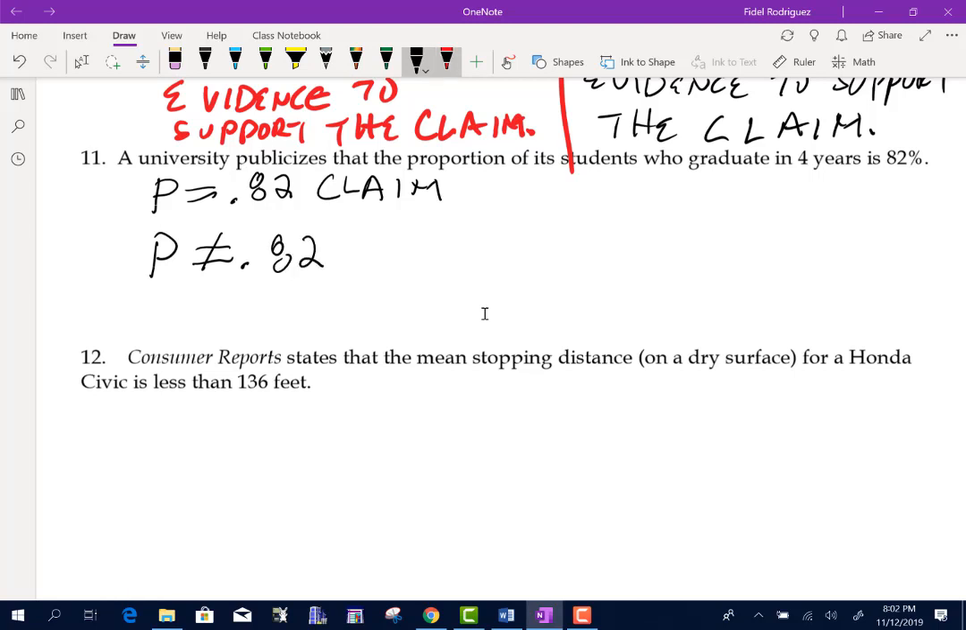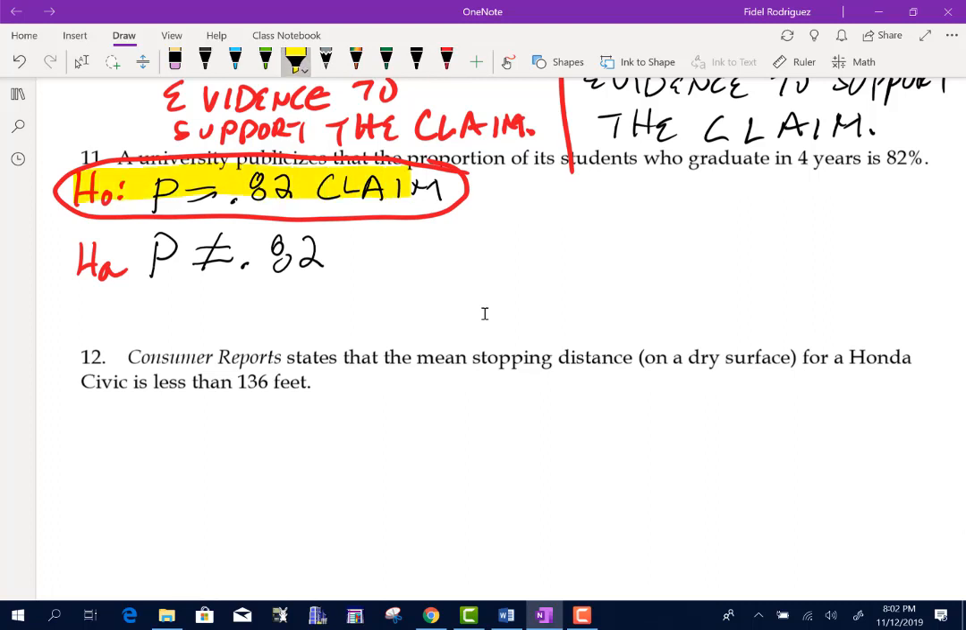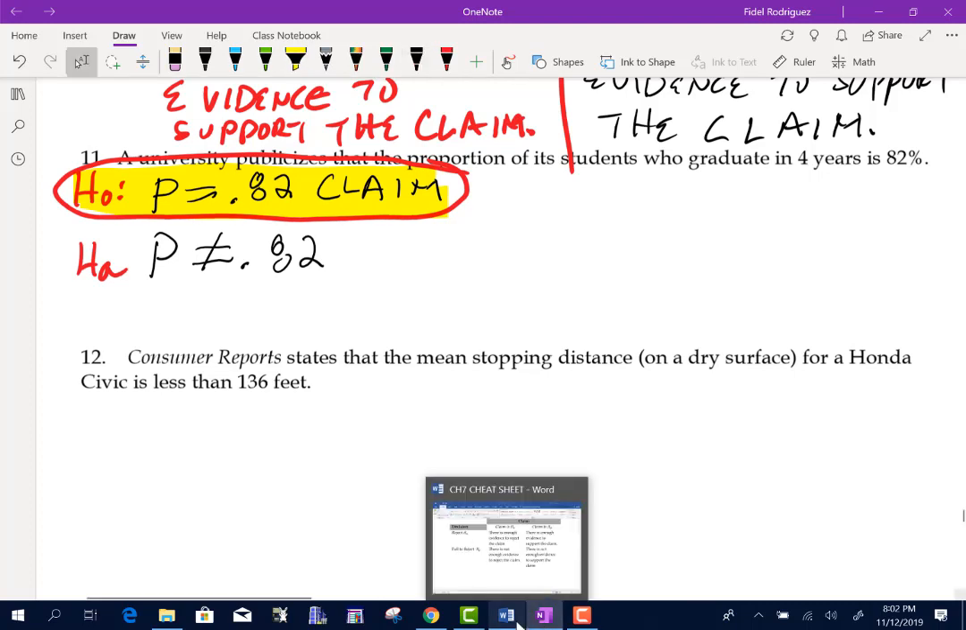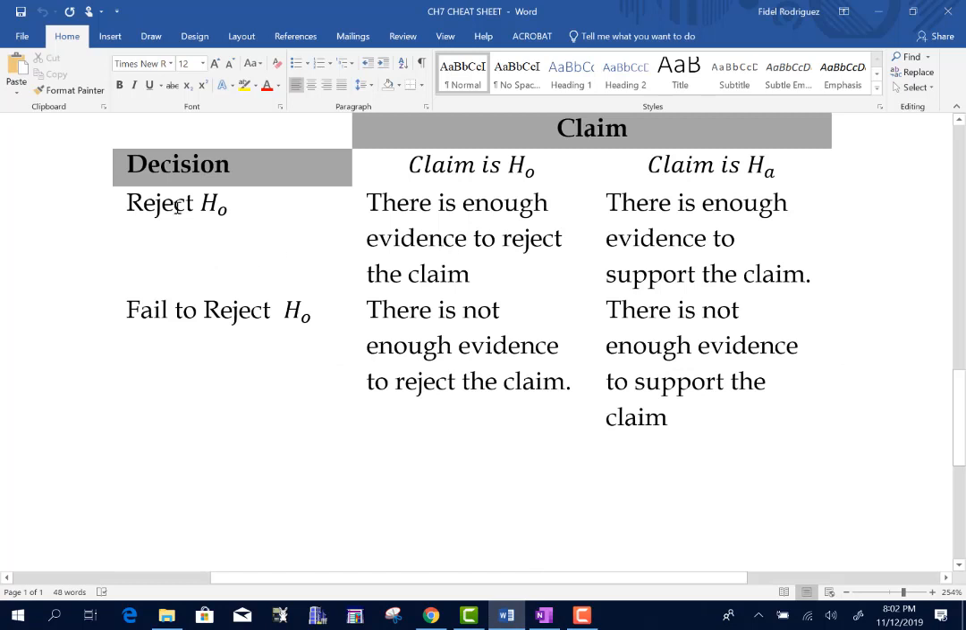Let's go slow, right? Which is my null and which is my alternate? The top is which one? Is null. So this is my H0. This is my HA. So let's take a look here, guys. The claim happens to be the null, right? That's my claim. Let's not get ahead of ourselves. So look, guys, I'm going to do one thing.